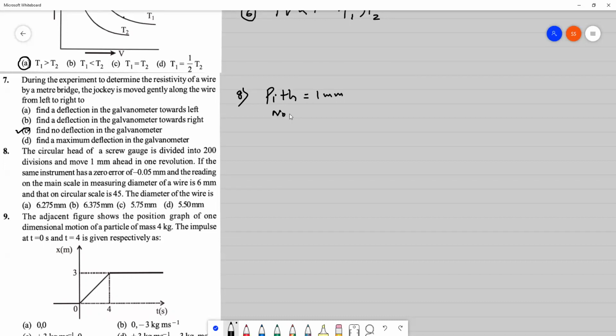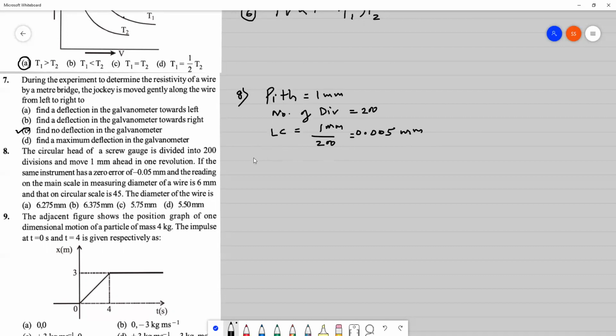So you can find the least count from this. The least count is equal to pitch divided by number of circular scale divisions. That is 1 millimeter divided by 200, which is 0.005 millimeter. We have found the least count.